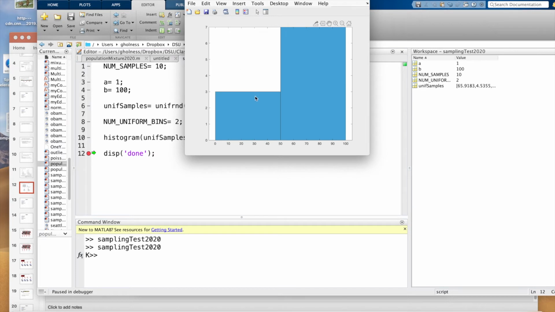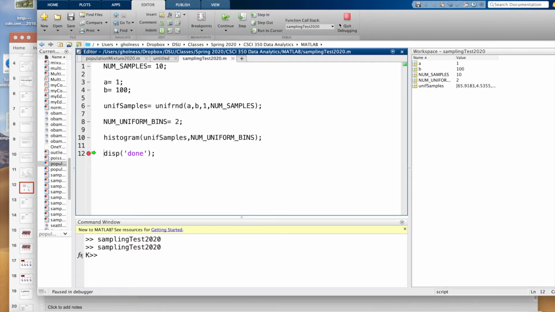So let's try that and see what happens. Well, it's a little bit closer than the difference between 10 and 2, but it's 3 and 7, right? So by misfortunate chance, we don't get equal number of representation in the bins. So let's go back to 10 bins, and let's set now our samples to be 100, right?